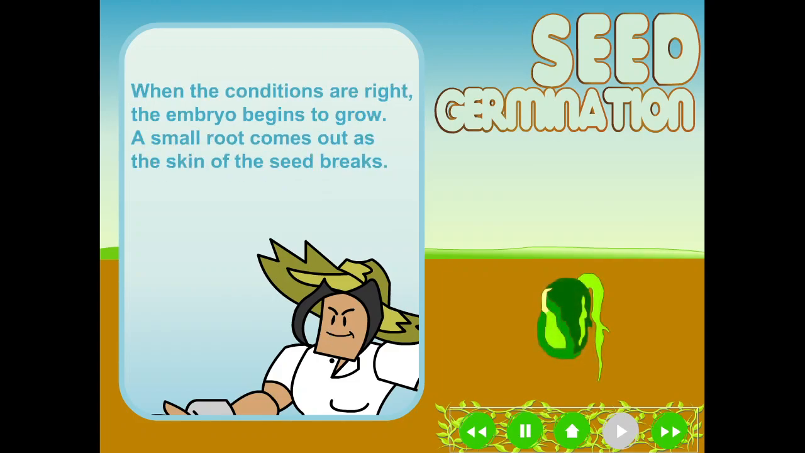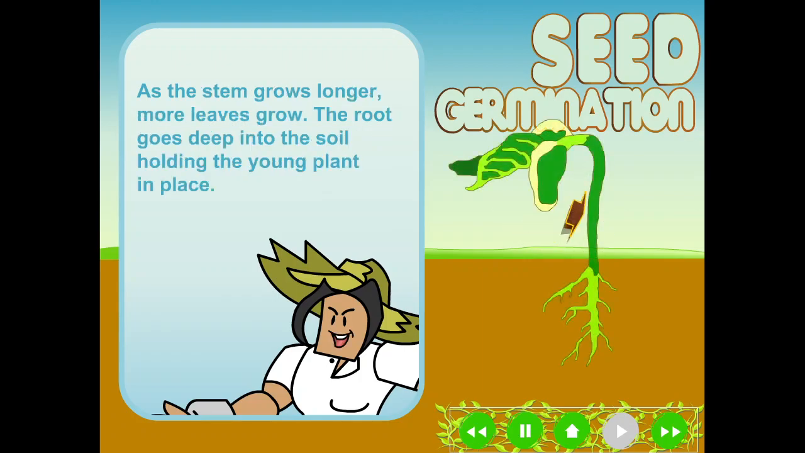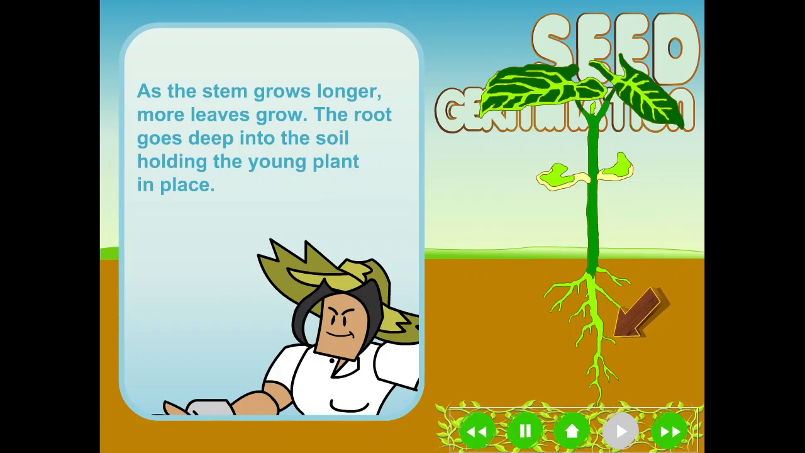When the conditions are right, the embryo begins to grow. A small root comes out as the skin of the seed breaks. As the root continues to grow, a small leaf comes out. After a few days, another leaf follows. As the stem grows longer, more leaves grow. The root goes deep into the soil, holding the young plant in place.